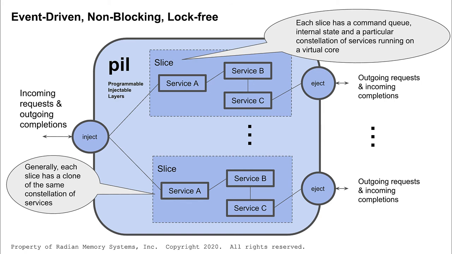BTL enables the construction of devices where each device consists of a number of slices running in parallel, and each slice is a network of request processing services built on top of an event-driven, non-blocking, and lock-free substrate. The acronym PIL here stands for Programmable Injectable Layers. It's just a submodule of BTL, the event-driven substrate on top of which the services are implemented. Requests from outside of BTL are then injected into the core from the host environment and ejected from the core to the underlying target devices.